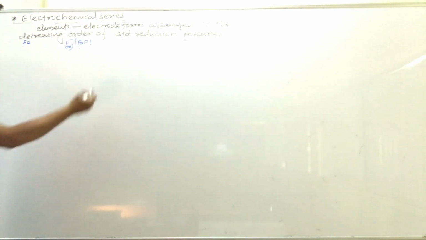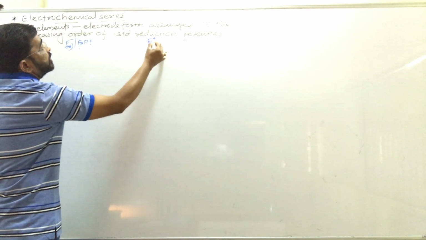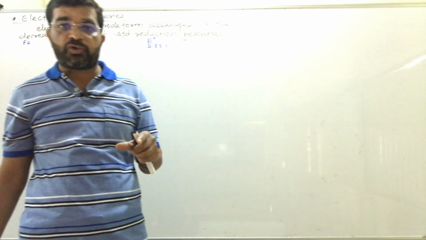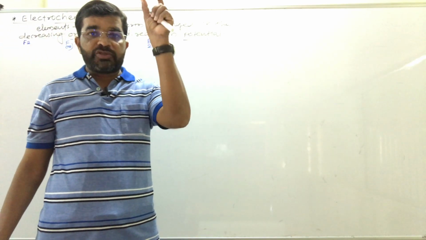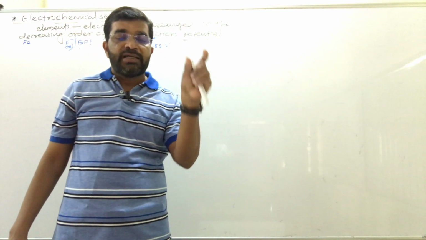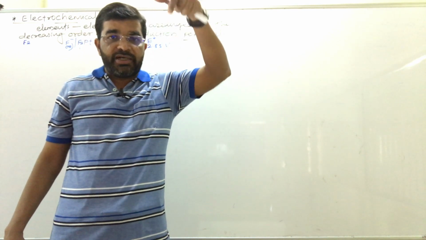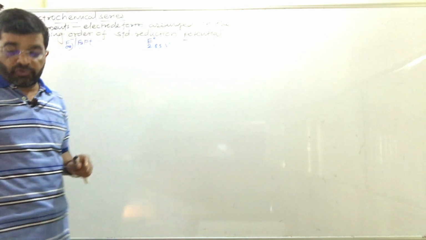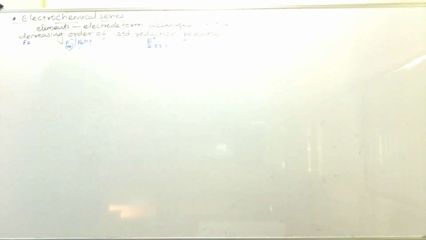And the electrode potential in the EMF series of fluorine, that is 2.85 volt, its standard electrode potential is 2.85 volt, which is positive. Now the elements as electrodes are arranged in decreasing order of their standard reduction potential value. After fluorine, which element is there? That is gold.